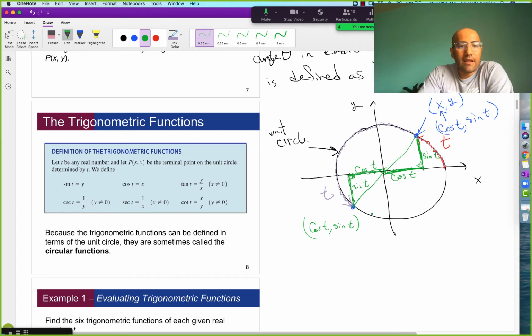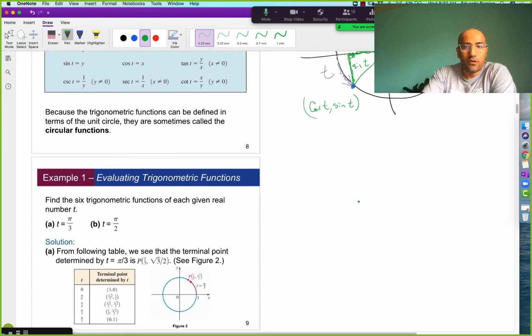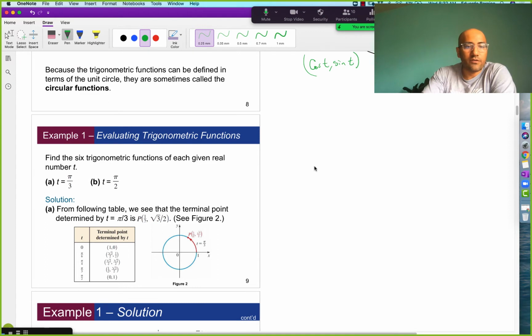Okay, so from that we can get the other ones. Tangent of t is defined to be y over x. And then cosecant of t is 1 over y. Be careful not to divide by 0. Secant of t is equal to 1 over x. Be careful not to divide by 0. And then cotangent of t is equal to x over y. Good? Okay, so this is where we are so far.